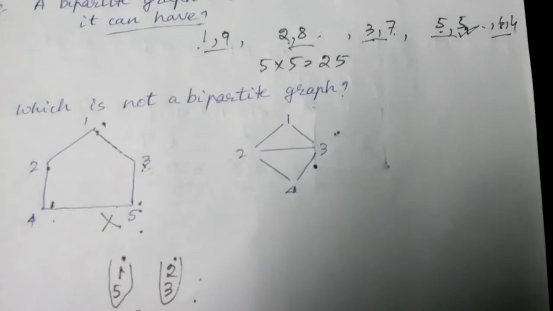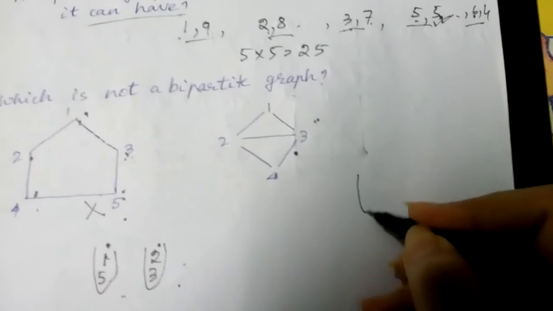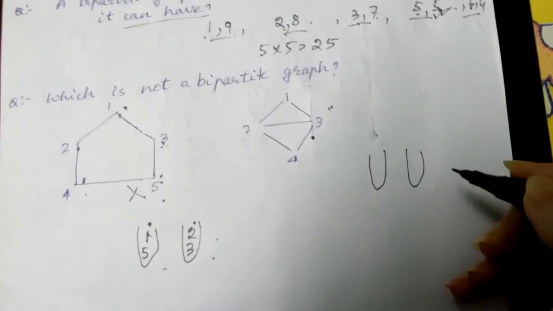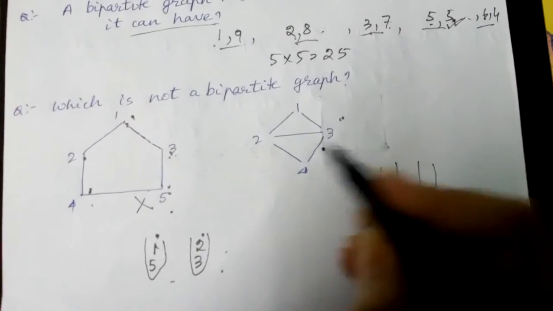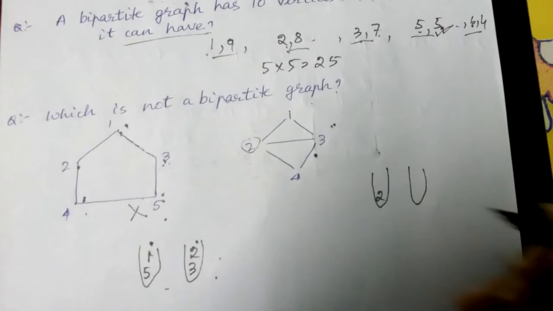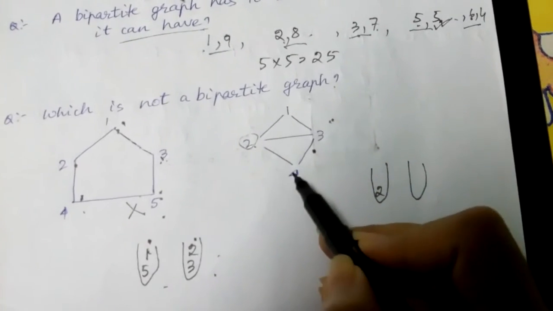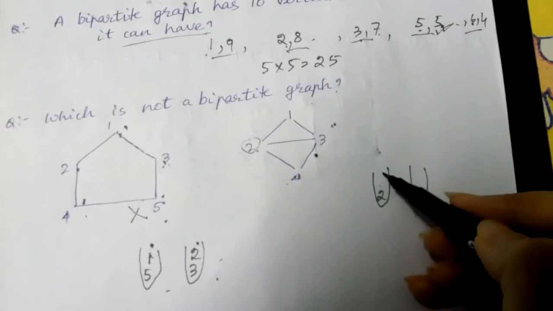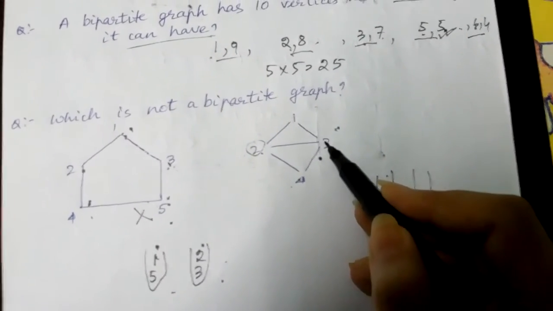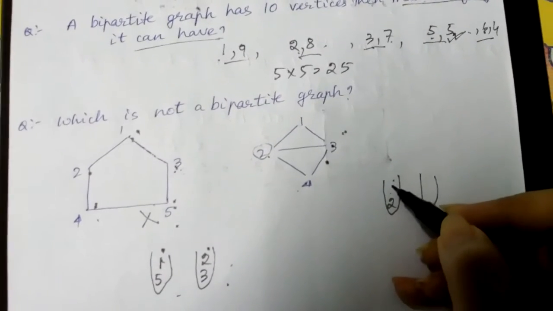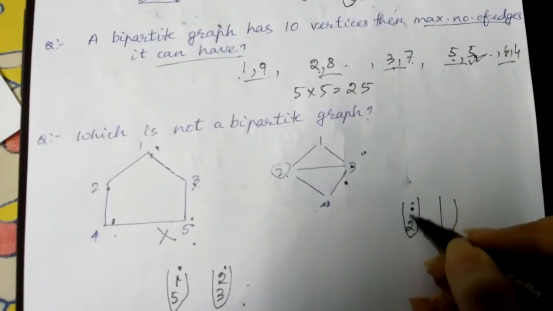Okay, let us look to the next graph. Again we are taking two partitions because this is bipartite graph. The bi word tells that you have to take two partitions. So let us take 2. So put 2 in this partition. Now 2 and 4 is connected, so we cannot put 4 here. 2 and 1 is connected, so we cannot put 1 here. 2 and 3 is connected, so we cannot put 3 also here. Okay, so we cannot put any partitions over here.